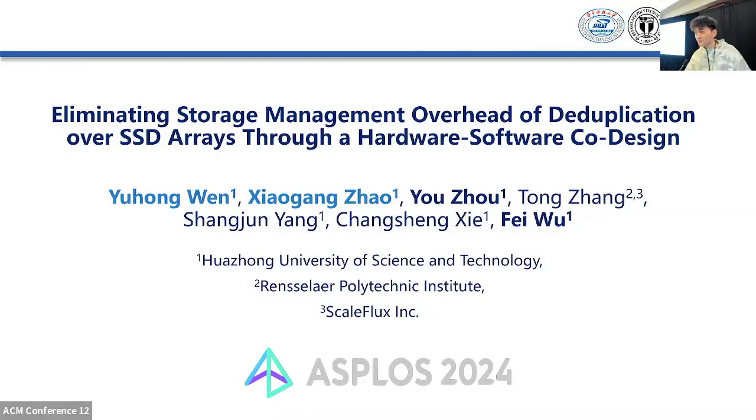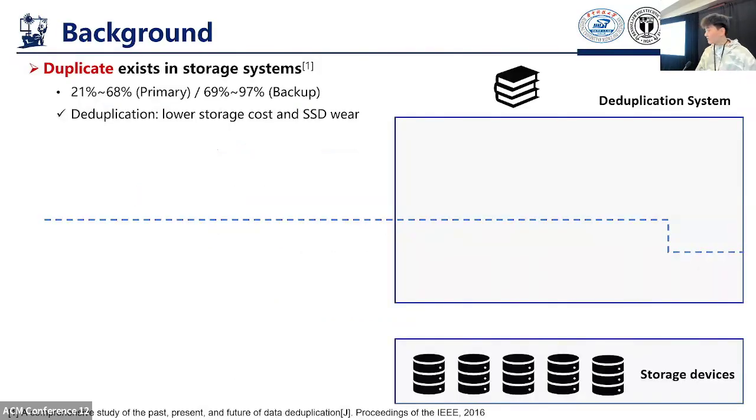Hello everyone, I'm Yu Hongwen from China. I will introduce our work about eliminating storage management overhead of deduplication over SSD arrays through a hardware-software co-design. Duplicate data is widely present in current storage systems. For example, there is up to 68% and 97% duplicate data in primary and backup storage systems respectively. Deduplication, or DDAP for short, is able to remove duplicate writes and thus reduce storage cost and SSD wear.